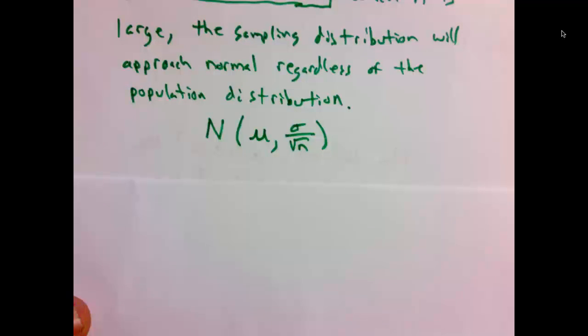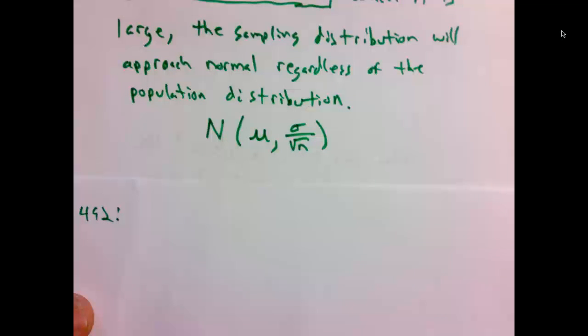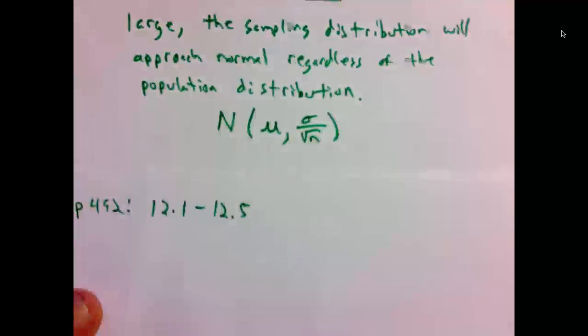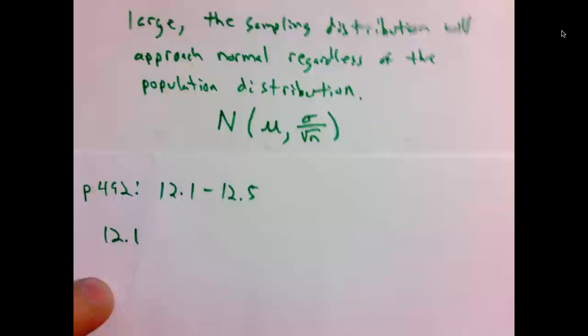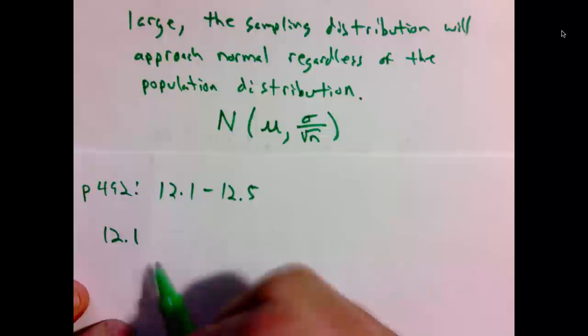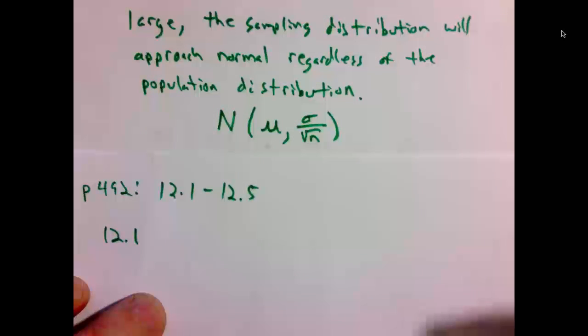We are looking at page 492. We will be doing 12.1 through 12.5. Again, that's to be worked in class this coming Thursday. 12.1 says, a random sample is selected from a population with a mean 100 and a standard deviation 10. Determine the mean and standard deviation of the sampling distribution for each of the sample sizes. All right. So, using our Rule 1 and Rule 2, we want to find the mean and the standard deviation of the sampling distribution.